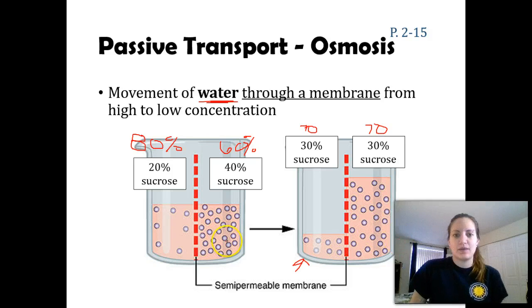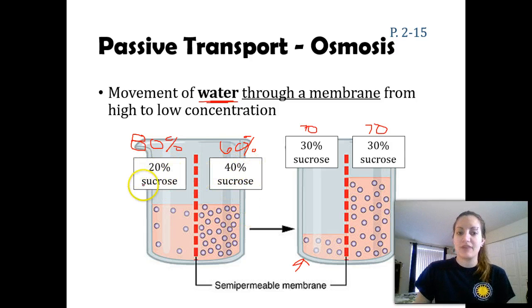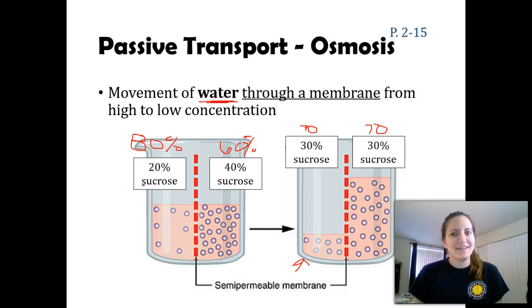Now, in this situation, looking back at this first beaker, sucrose could also move. We have more sucrose on the right-hand side than we do on the left-hand side. But we didn't see that. We only saw water move. Well, think about why. Look at the gaps in this membrane. That sucrose just couldn't make it through. It couldn't go through that membrane. So only water, which is a lot smaller, could move.